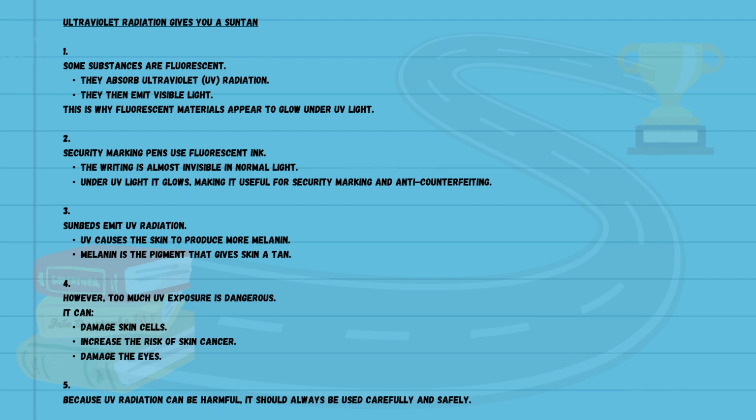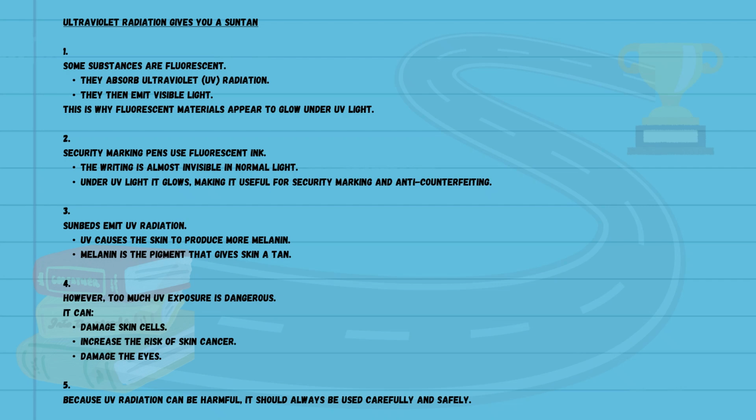Number 2, security marking pens use fluorescent ink. The writing is almost invisible in normal light. Under UV light, it glows, making it useful for security marking and anti-counterfeiting. Number 3, sunbeds emit UV radiation.